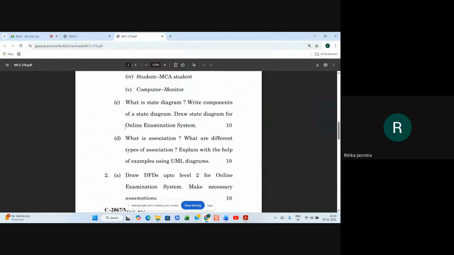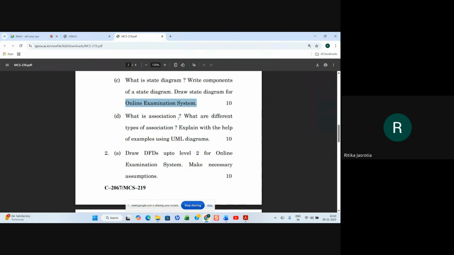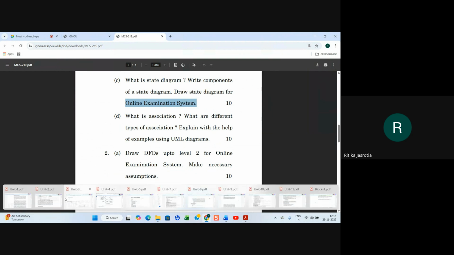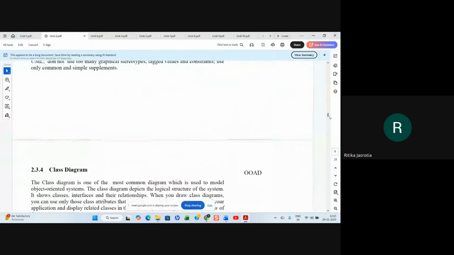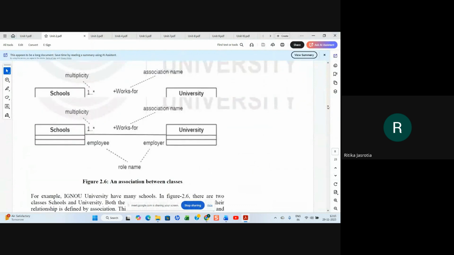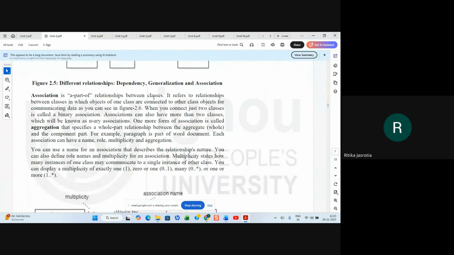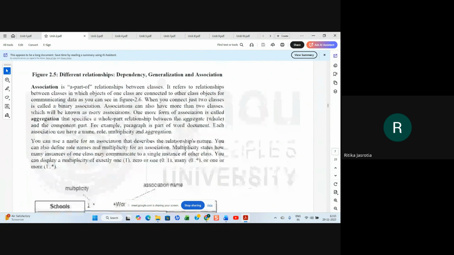Draw the state diagram for online examination system. You have to make that, right? What is association? What are different types of association, with the help of an example? Association is a relationship, right? Association is a part of relationship between classes, in which objects of one class are connected to objects of another class for communicating data. When you connect two classes, it is a binary association. Associations can be of many types, like aggregation and composition.